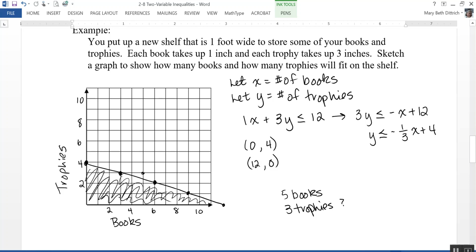Now this is actually kind of interesting. So anywhere, like any of these here, those are all going to work. I could even do some zeros if I wanted to. But the strange thing is I really can't have like 4.5 books and 1.5 trophies. So technically we would just go with the integer values that are underneath that line.